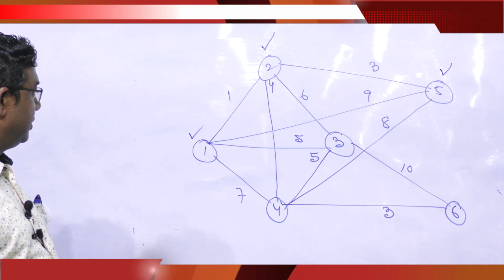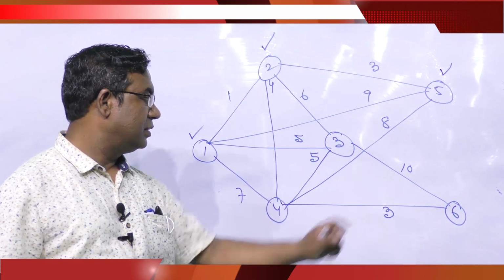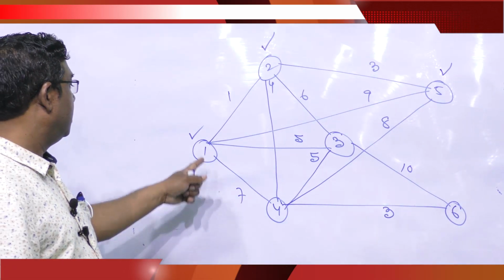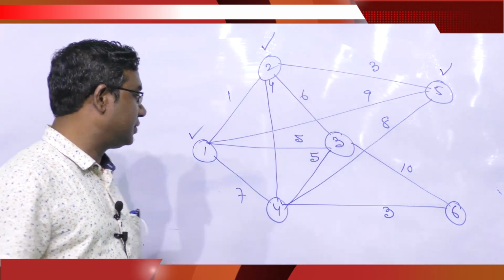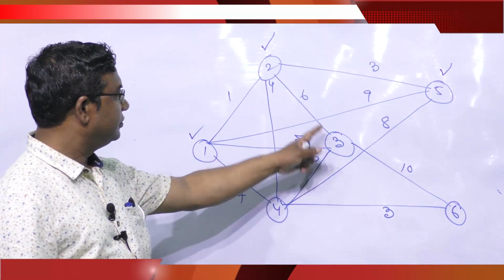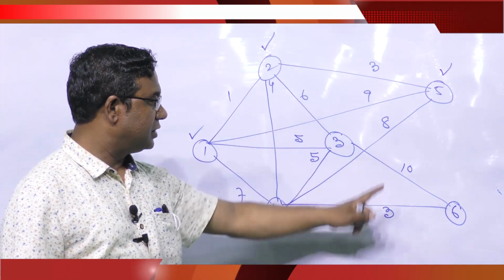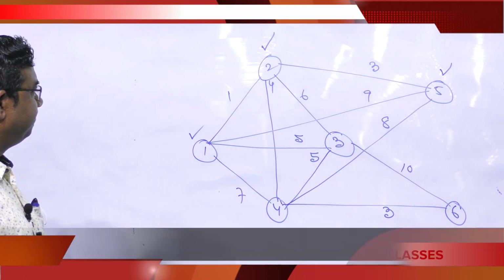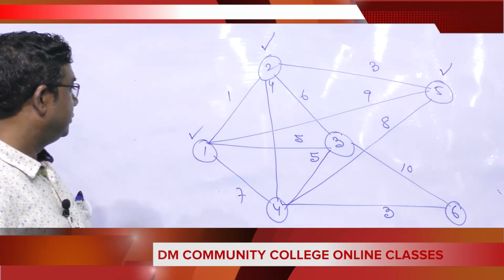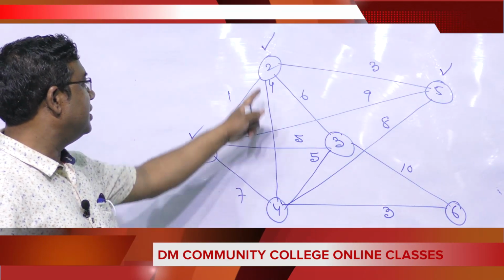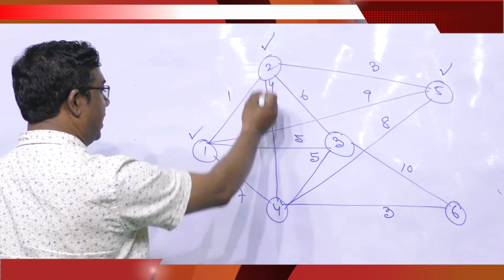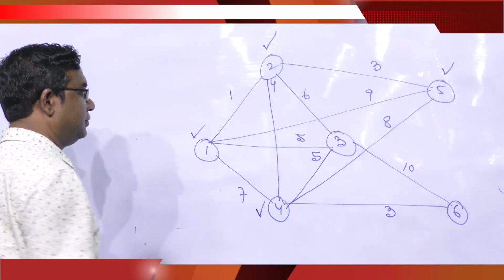Then the unconnected nodes are 3, 4, 6. So let us check which one is nearest to the ticked nodes. Here is 6, 5, 5, this is 10. This is not connected to here. So node 4 is nearest to node 2. So we select this and connect it. So you tick this.